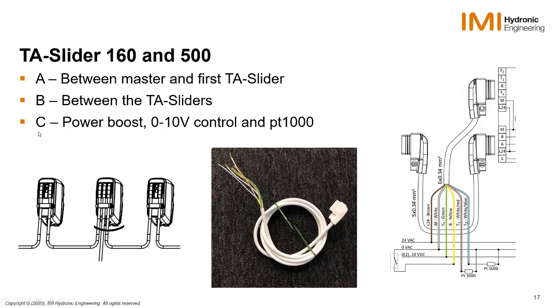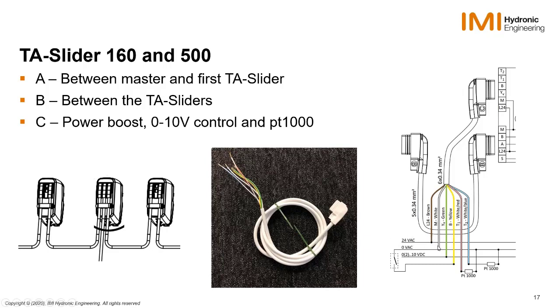And then you have your C cable. And the C cable is used for three things mainly. It's a power booster. It's a 0 to 10 volt input, if you would like that. And it's also where you connect your PT1000 sensors if you want to read the temperature of your slider. And the cable looks like this. It's the same connection, and it goes in the middle of the slider. So here you see a slider with a B cable here, a B cable here, and then a C cable in the middle. And on the data sheet, you can see how it looks with the different colors of the open wires and how they should be connected.